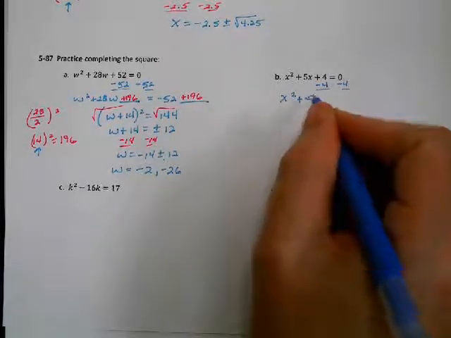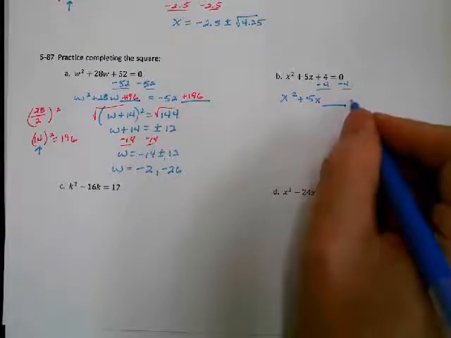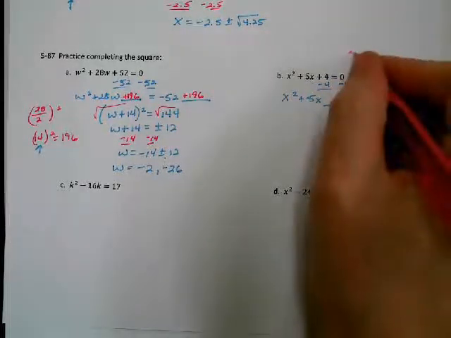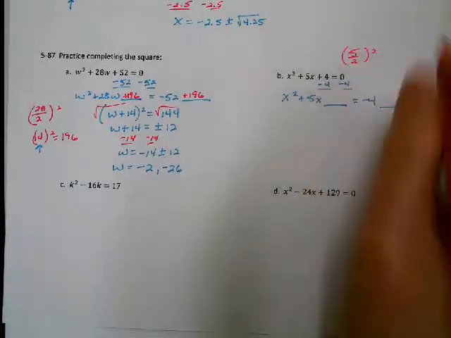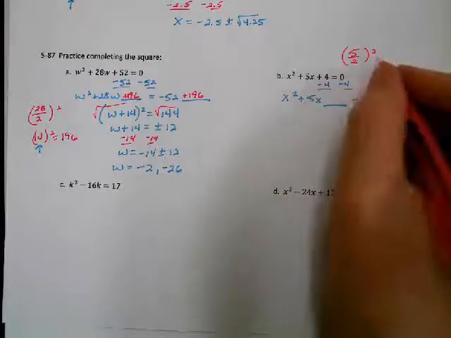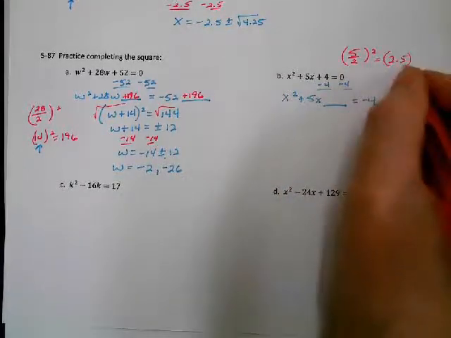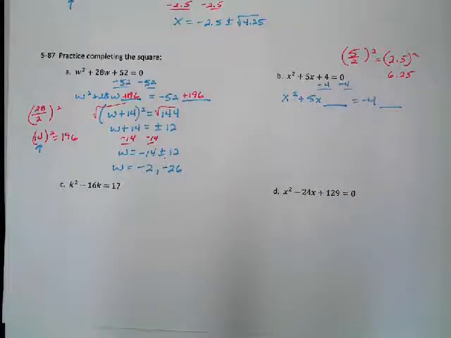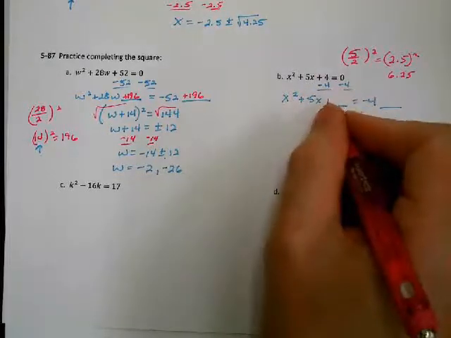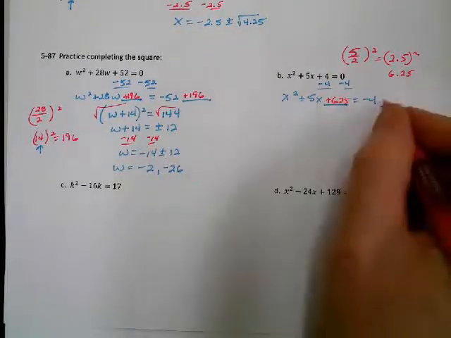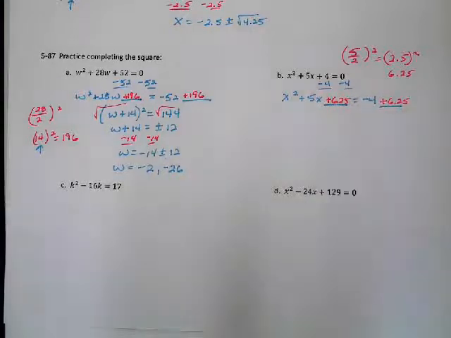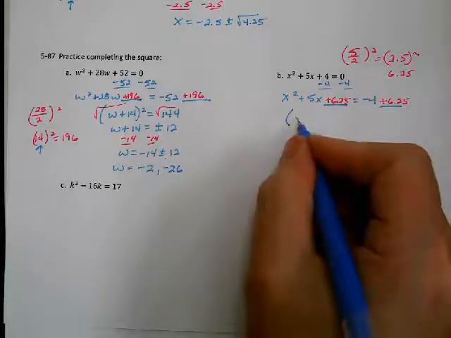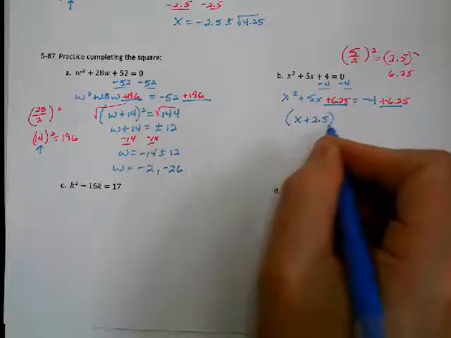We're going to add a number to both sides. Okay, so we're going to take 5, cut it in half, and square it. So this is 2.5 squared, which is 6.25. So we're going to add 6.25 to both sides. And we end up with, this is the perfect square of 2.5. And over here, we get 2.25.